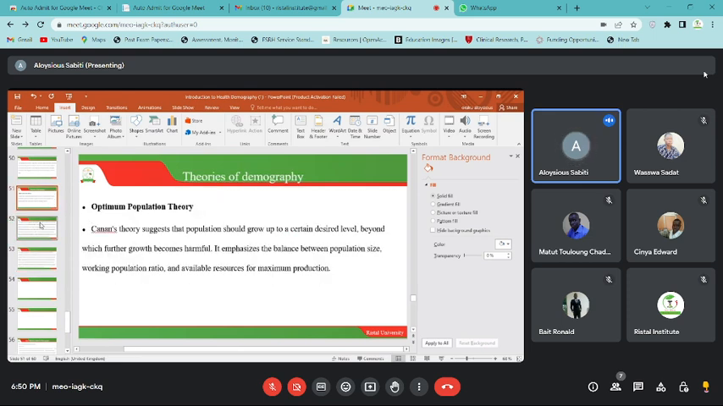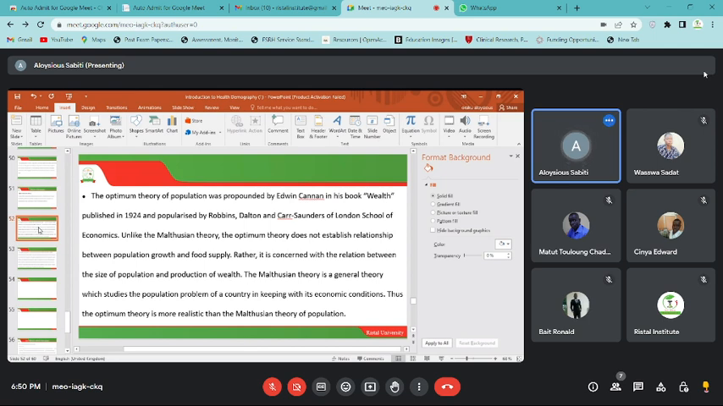So the optimum theory of population was propounded by Edwin Cannon in his book Wealth, published in 1924, and it was popularized by Robbins, Dalton, and Carl Saunders of the London School of Economics. However, unlike the Malthusian theory, the optimum theory does not establish a relationship between population growth and food supply. Remember, in our earlier discussion of the Malthusian theory, you were able to realize that Malthus was trying to relate population growth to food supply.